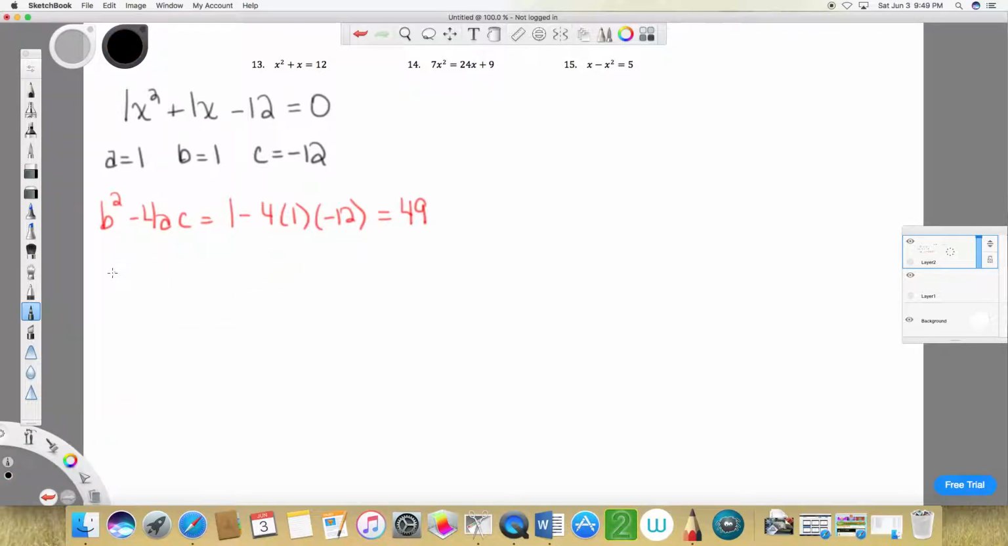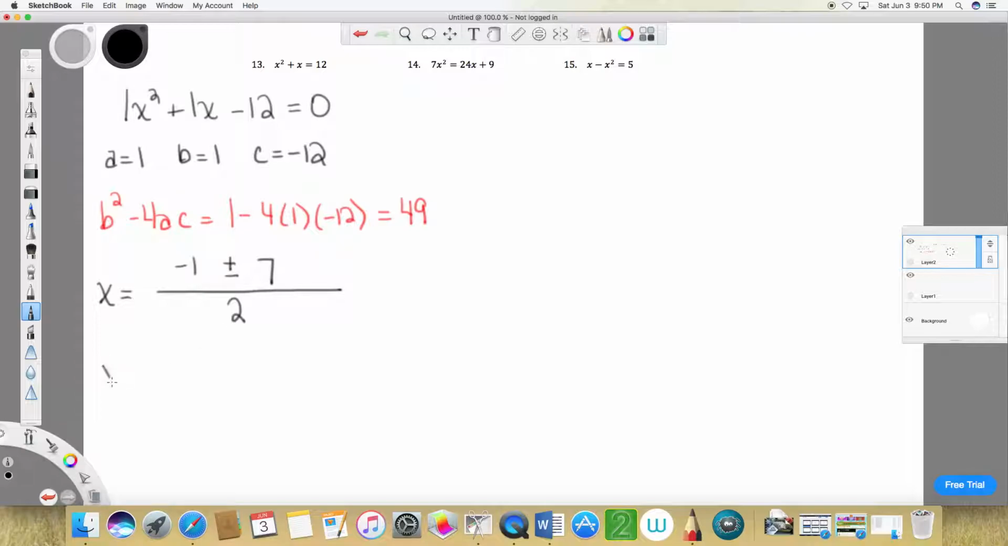So the quadratic formula in the denominator says 2a. Well, 2 times a is 2 times 1, which is just 2. And in the numerator, it has two terms. The first term is the opposite of b. The opposite of positive 1 is negative 1. And then it's the square root of the discriminant. Well, we just found the discriminant, and the square root of 49 is 7.